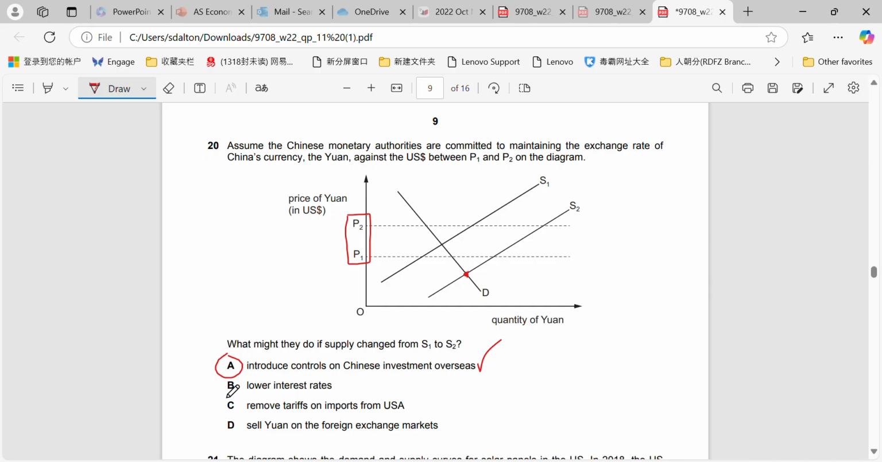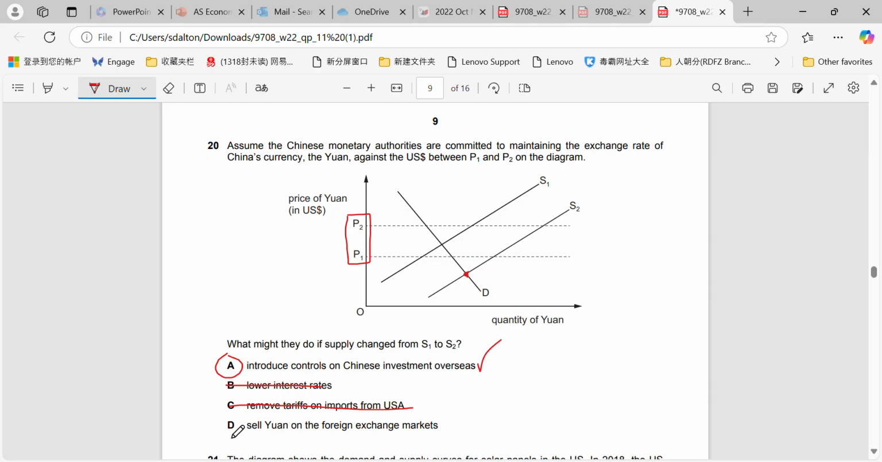If we have lower interest rates, that will actually decrease the demand for the yuan. So you would have a shift to the left in the demand curve, which would just further depreciate the currency. If you remove tariffs on imports from the United States, same thing as the question provided down below, that will create a trade deficit, or it will reduce a trade surplus. But essentially it means that the supply of yuan will have to be increased to pay for the imports. So that would actually just further shift our supply to the right and further bring us away from the exchange rate that we're trying to maintain between P1 and P2.